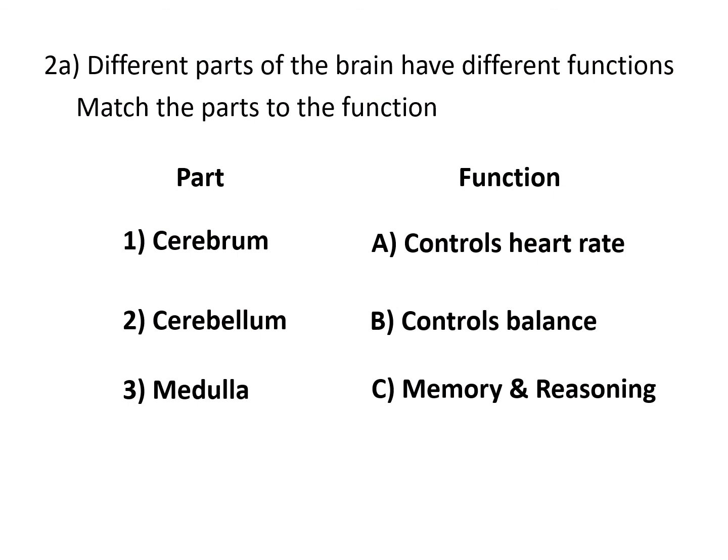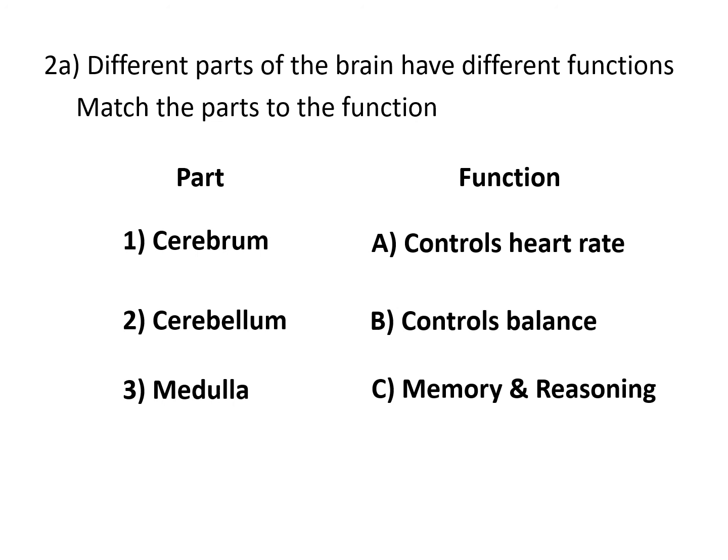Then the next question is that different parts of the brain have different functions, so match the parts of the brain to its function. We've got 1 cerebrum, A controls heart rate, 2 cerebellum, B controls balance, and 3 medulla, C memory and reasoning. So see if you can match the correct part with its function. Pause the video and try to do that before I go over the answers.